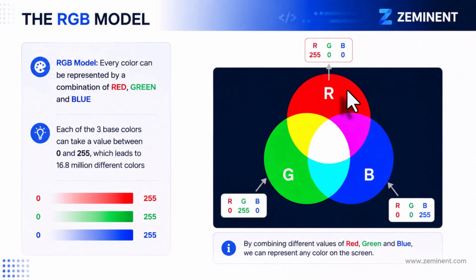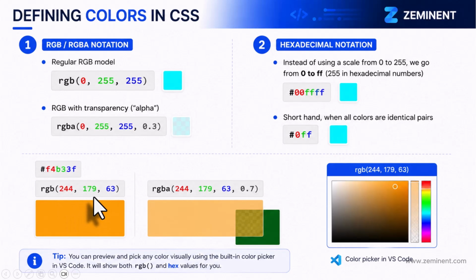Mixing 2 colors creates additional colors. For example, red plus green creates yellow and red plus blue creates magenta. Green plus blue creates cyan. These values combine to create an orange shade. Don't worry about memorizing these numbers. Normally, developers use a color picker instead of manually typing RGB values.